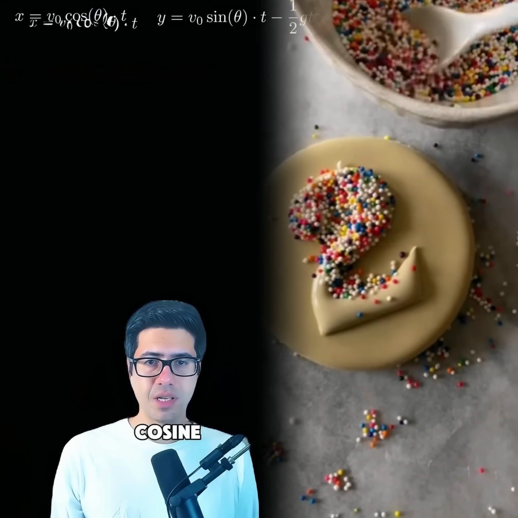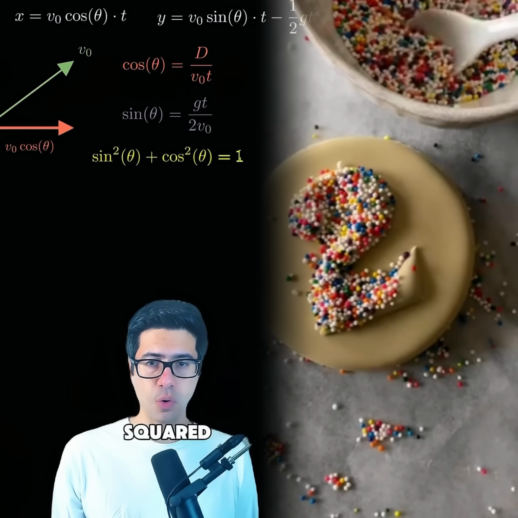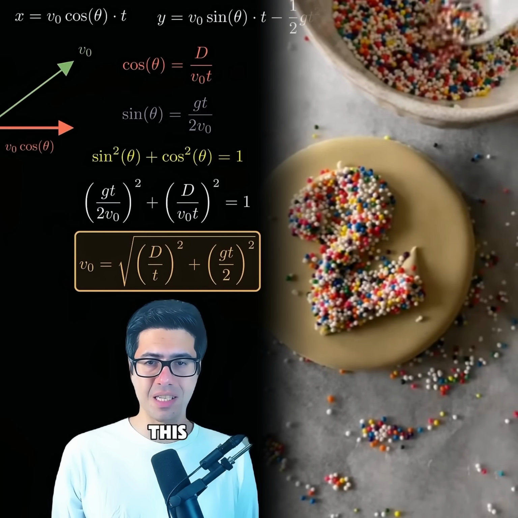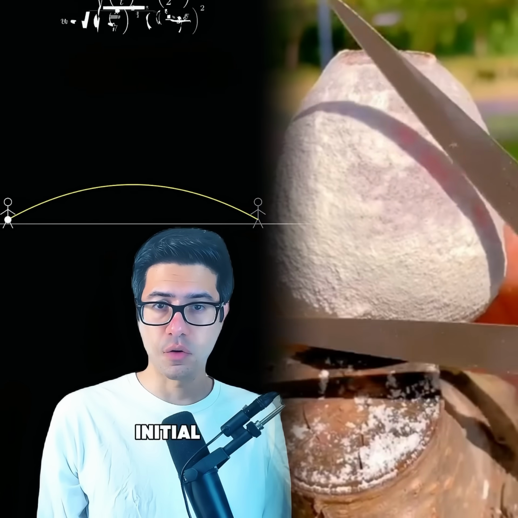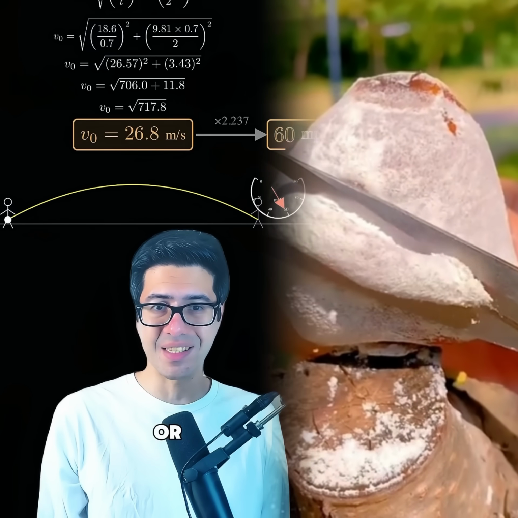With the same formulas we solve for cosine and sine, and then use trigonometry, sine squared plus cosine squared equals 1, to solve for her throw's initial velocity, which is this formula. Her throw was 21 frames, which is 0.7 seconds. Which means we can calculate her throw's initial velocity to be 26.8 meters per second, or 60 miles per hour.